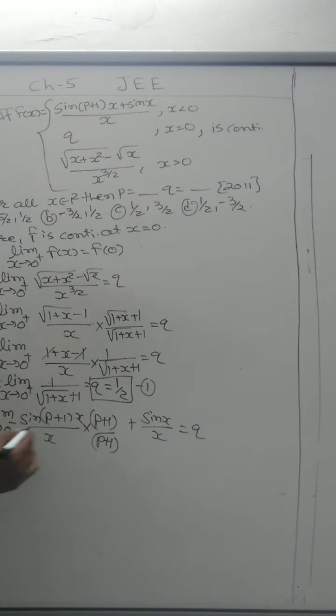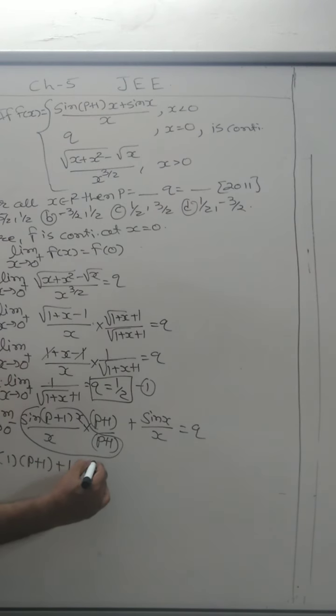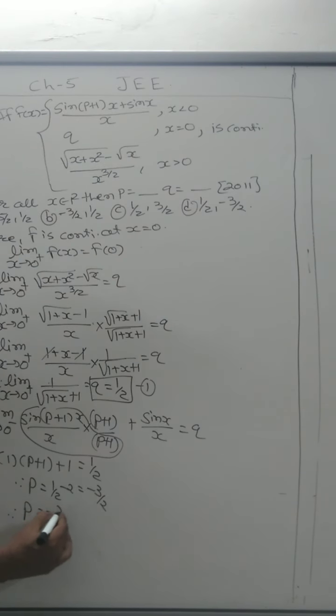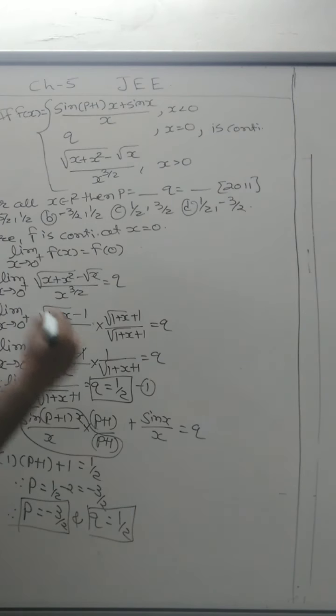Then when we put the limit, this becomes 1. So 1 into p plus 1 plus 1 equals q. But q is also given as 1 by 2. Therefore p is equal to 1 by 2 minus 2, which is minus 3 by 2. So p is minus 3 by 2 and q is 1 by 2, which is our answer. Okay, and the answer is B. B for Bombay.